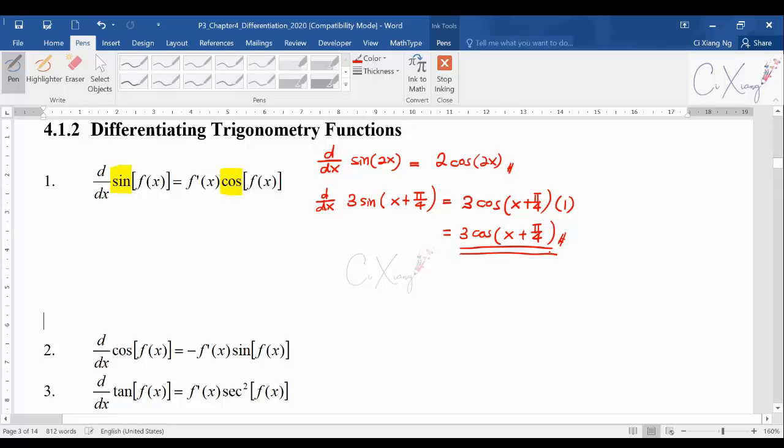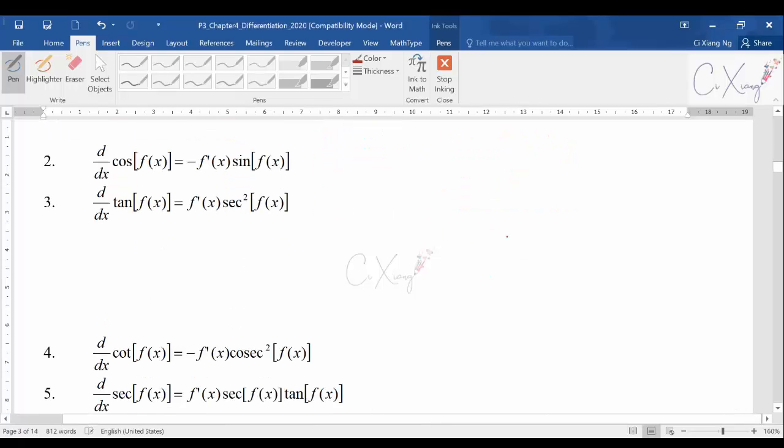I hope that you know how to differentiate the basic sine function. Now let's proceed further. The next one is how to differentiate cos. Differentiate cos, you will get negative sine. Just now, differentiate sine, you got cos, and now you differentiate cos, then you will have negative sine. Please make sure that you find a way to memorize the result here. Differentiate cos, you get negative sine. But when you differentiate sine, you won't have any negative, you will get a cos.